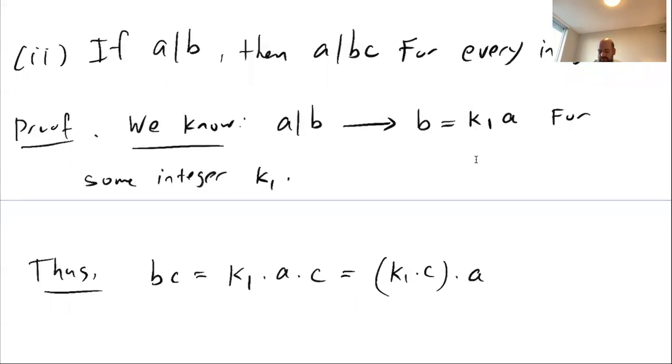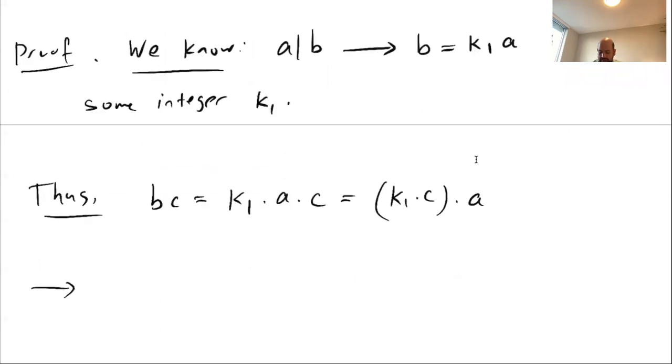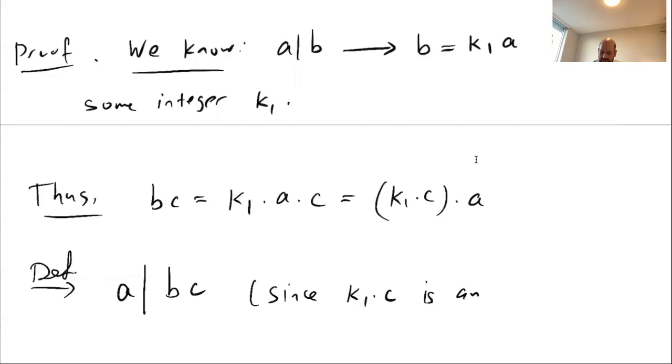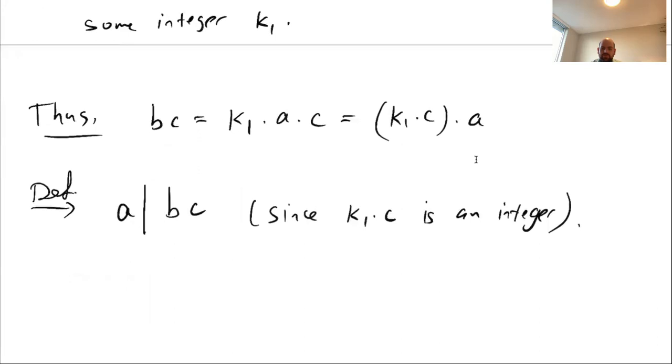I can change the order if I need to do that. So BC, I wrote it as some integer times A. Again, according to the definition, this means that A divides BC, since K1 times C is an integer. Well, that's all. So the proof was simple. You just need to apply the definition properly.